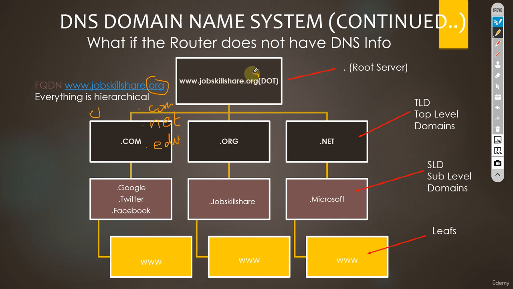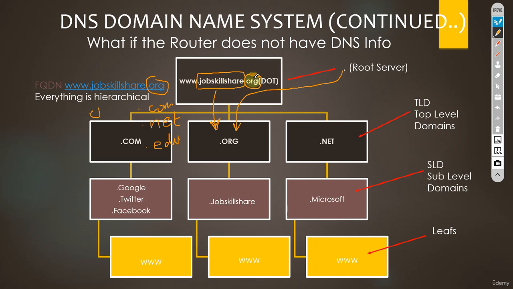job skill share exists on the .org top level domain. So very carefully it will hand over to the org server, and the root server will ask the org server, please can you find out if job skill share exists in your catalog.